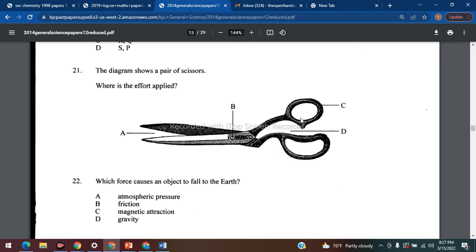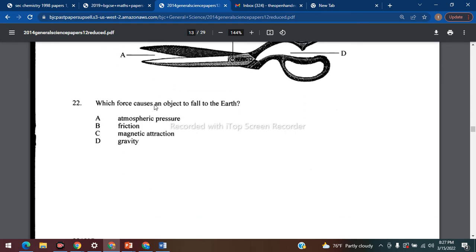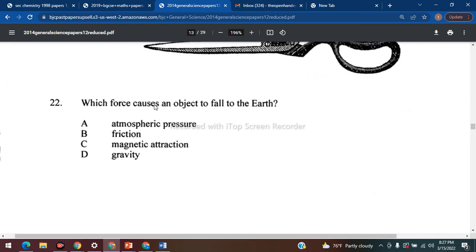Okay, number 22. Which force causes an object to fall to the earth? D. D, gravity, yes.